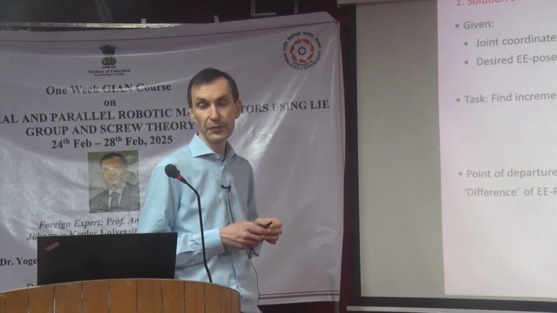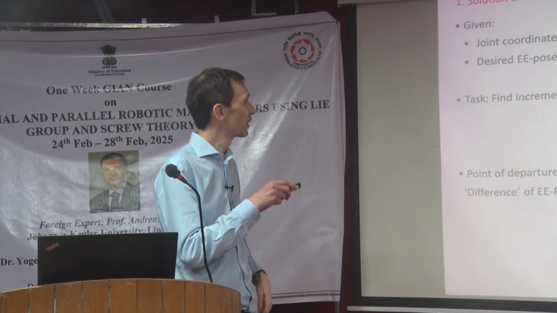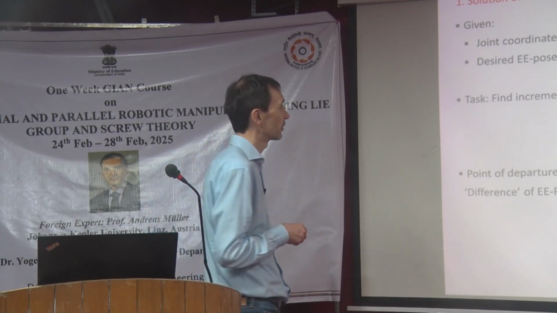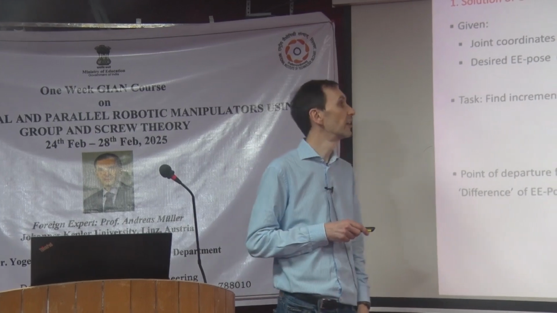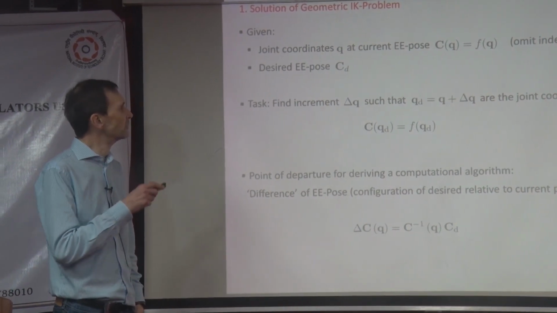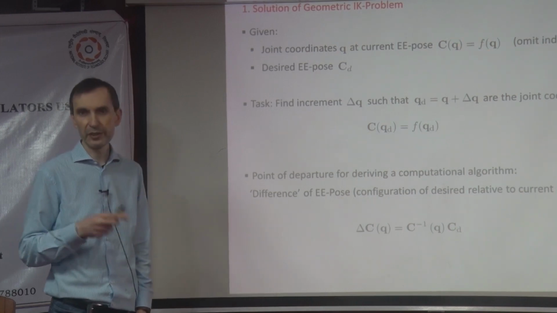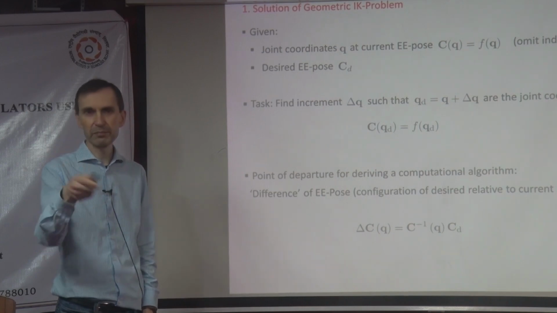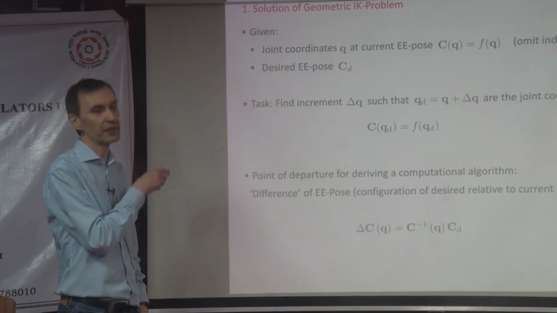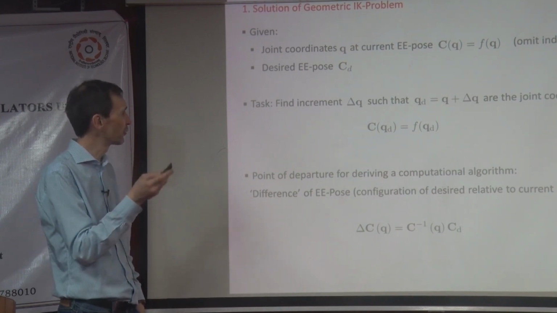What about now the geometric inverse kinematic problem? Let's say we are given the end effector pose by our exponential mapping, f. This is actually our forward kinematic mapping. The exponential mapping gives you C of Q, right? For any joint angles, you plug them in and you get your end effector pose. Then I have one desired end effector pose. Let's call it CD, a homogeneous matrix, and D for desired.